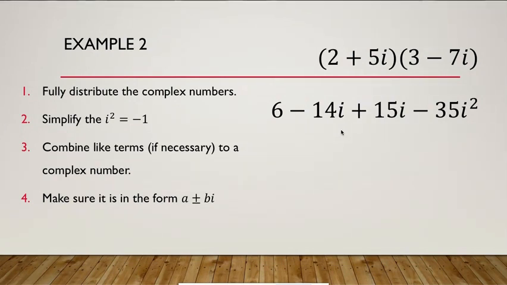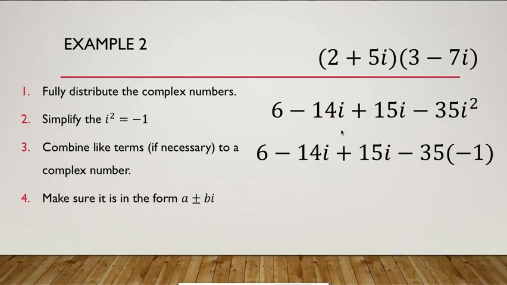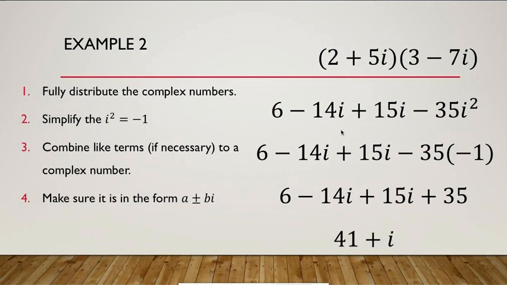And then here, just like before, when I have that i squared, I know that i squared by definition equals -1. So I'm going to substitute that -1 in place of the i squared, which makes that -35 a positive 35, because a negative times a negative multiplies to be a positive. And so now I can combine my real portions and I combine my imaginary portions to get 41 plus i.